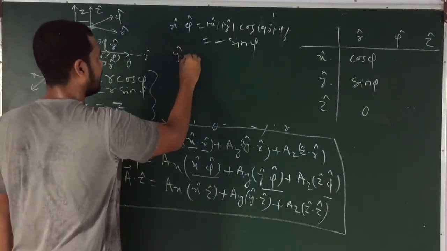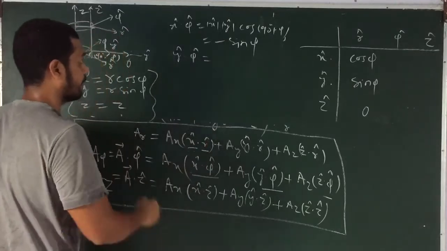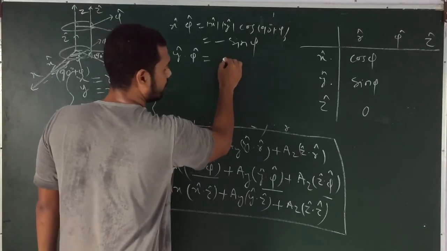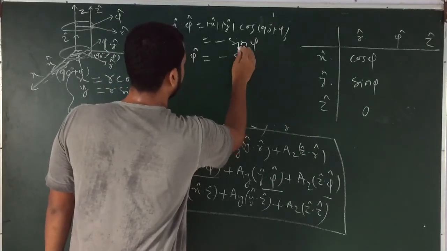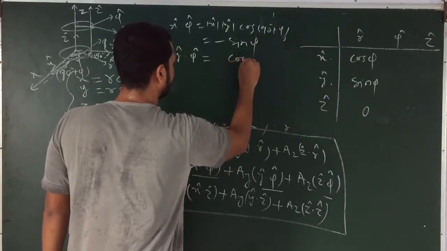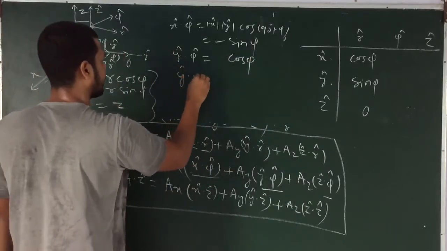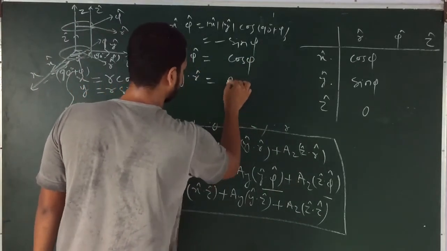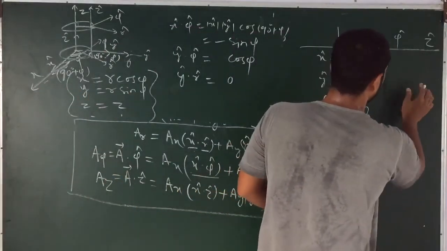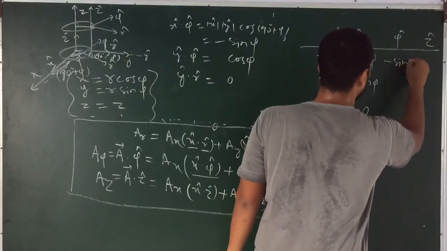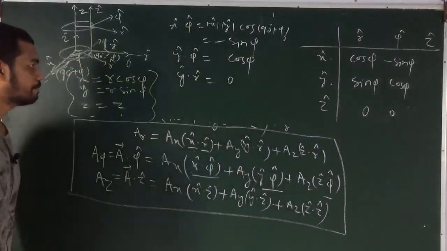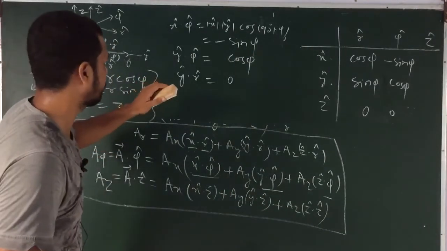Similarly, you will get y cap dot phi cap is equal to cos of 90 degrees minus 90 degrees plus phi, which equals cos phi, and z cap dot phi cap again equals 0, as the angle between phi cap and z cap is 90 degrees. So if I fill this table, what will I get? This as minus sin phi, this is cos phi, and this is equal to 0. Okay, I hope you understand this concept well.